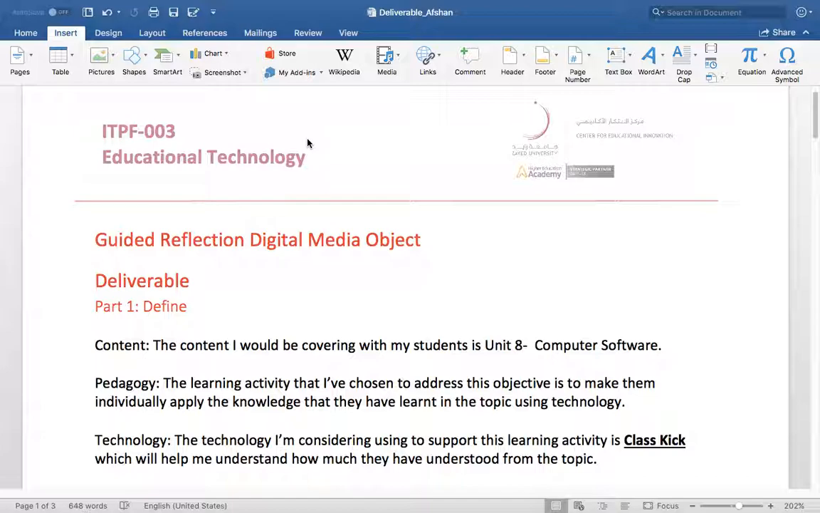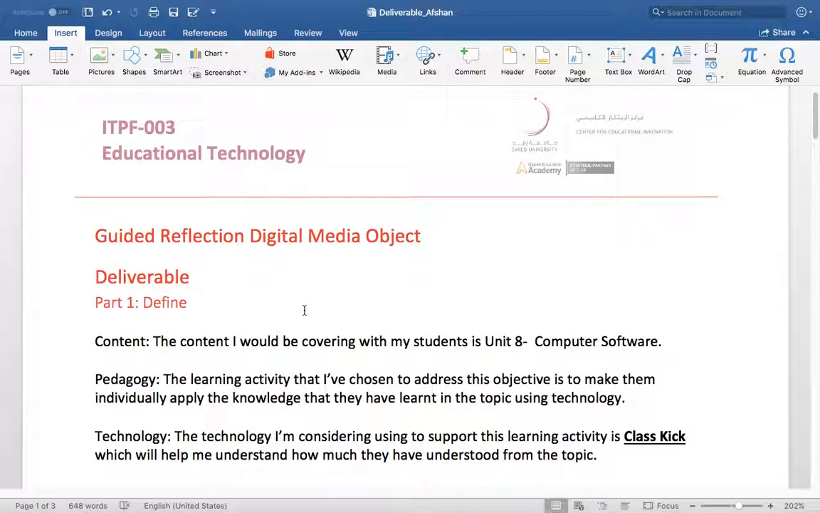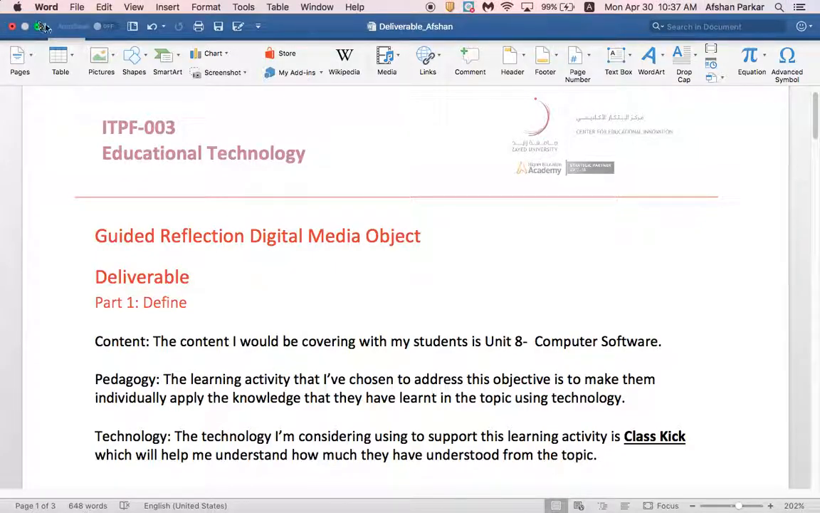Today I'll be talking about the education technology I used in class to foster learning and engagement amongst my students. The content I would be covering is Unit 8 Computer Software. The learning activity I've chosen to address this objective is to make them individually apply the knowledge that they have learned in the topic using technology. For that, the technology I have used is ClassCake, which will help me understand how much of the topic they have understood from what I've taught. So let me take you to ClassCake.